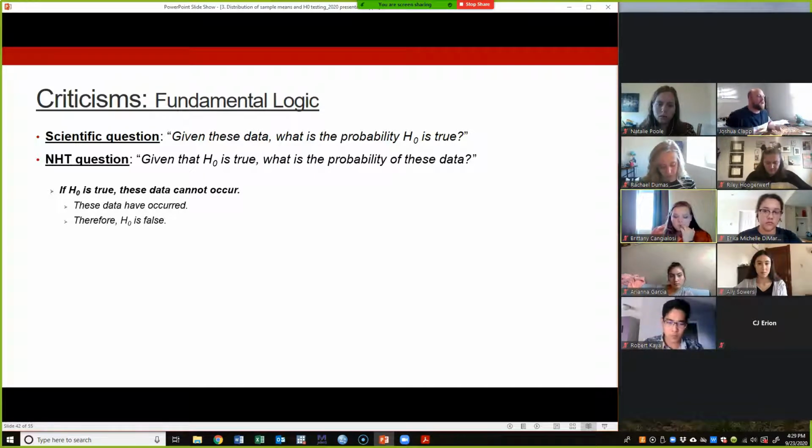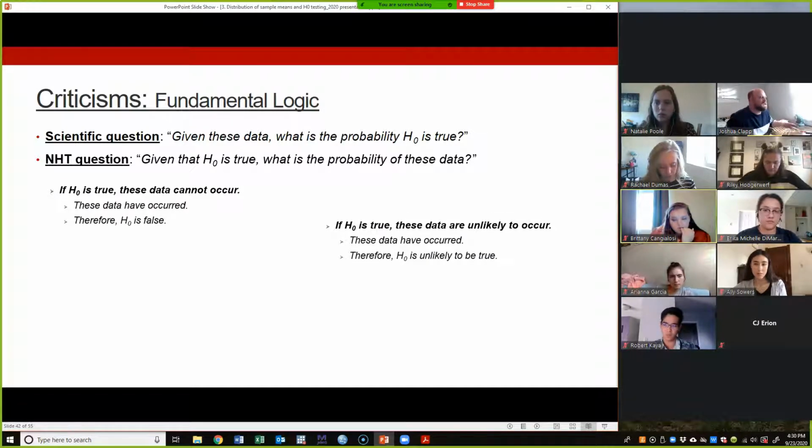Now the problem is, this logic works out under certain circumstances. If I say, if the null hypothesis is true, these data cannot occur, and these data have occurred, therefore the null hypothesis is false. This is a fine logical argument, and it works. But instead of saying that, we take it and we tweak it.